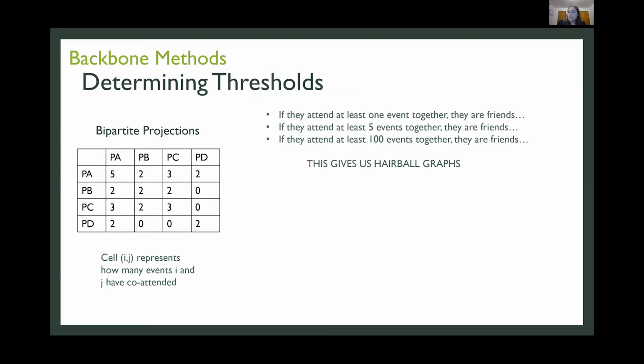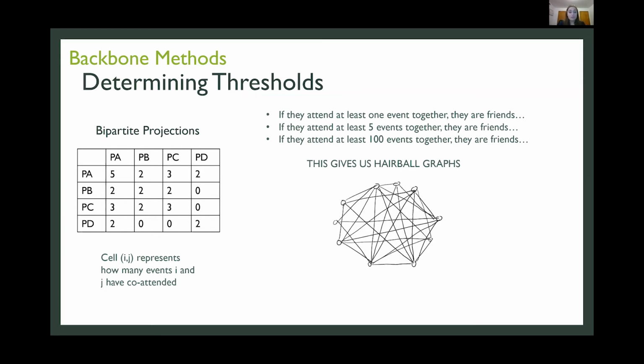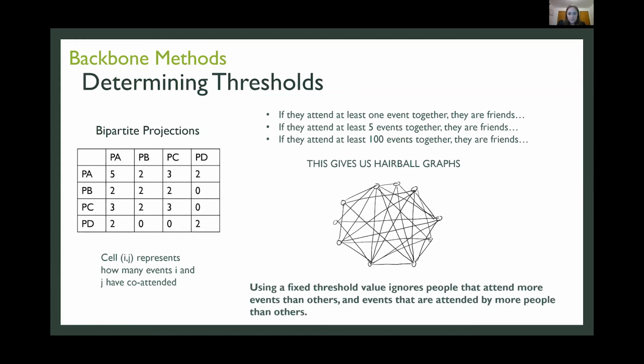Should we say if everyone went to at least one event together, we could say there's a positive relationship there and they're friends? Should it be 5? Should it be 100? In general, for large graphs, this is going to give us something that looks like this, just a hairball, tons of edges between everyone. And we're also going to lose a lot of information. We're not going to keep track of those people that attended more events than others and events that were attended by more people than others.